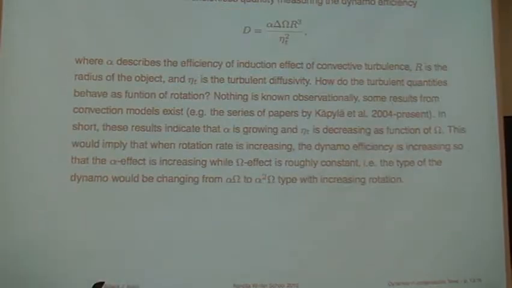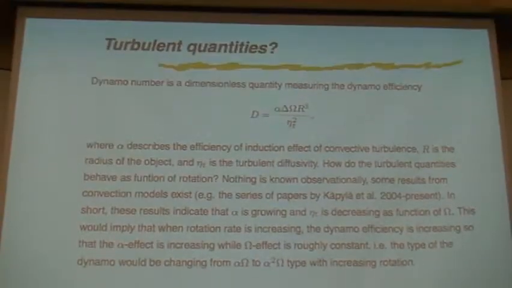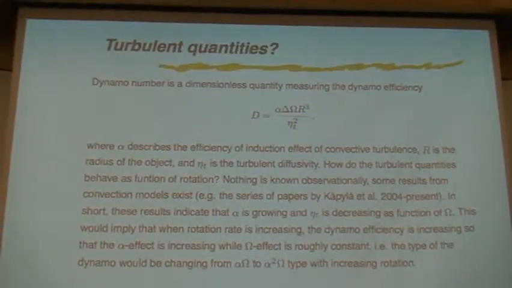Okay, then if we look at the dynamo number, which is this guy here, I will talk a bit more about this in the next part. And here alpha is our usual alpha effect and eta-t is our turbulent diffusion. And then the question is, how do these turbulent quantities behave as a function of omega? And observationally we know very little.